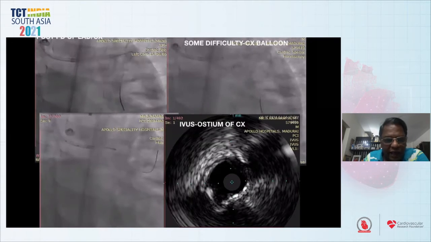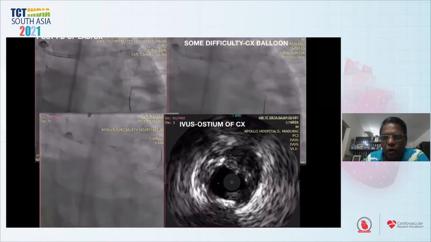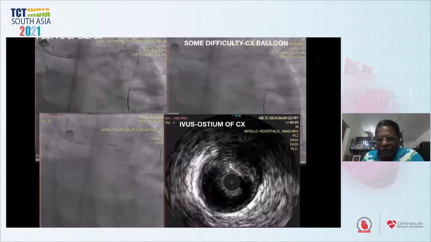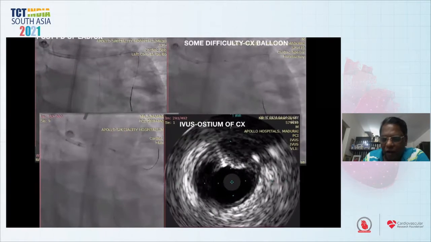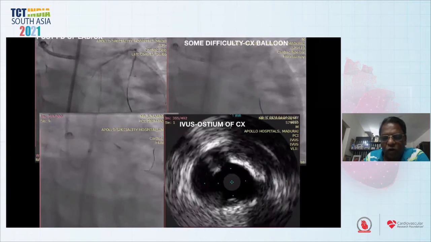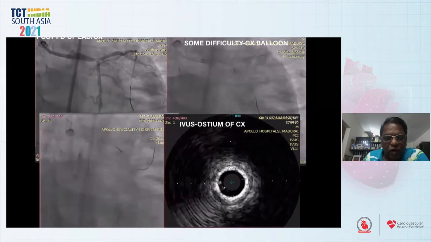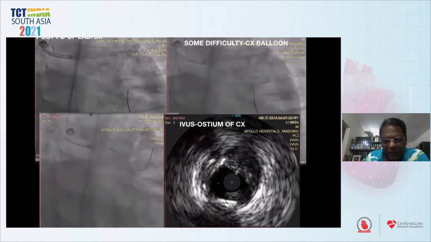So I thought there might be some calcium, and I did the IVUS. I could not pass the IVUS beyond the origin of the circumflex, but the IVUS confirmed at least moderate calcification in the circumflex. It looked like some deep calcium. So I wanted to prepare the lesion well before considering implanting the stent.